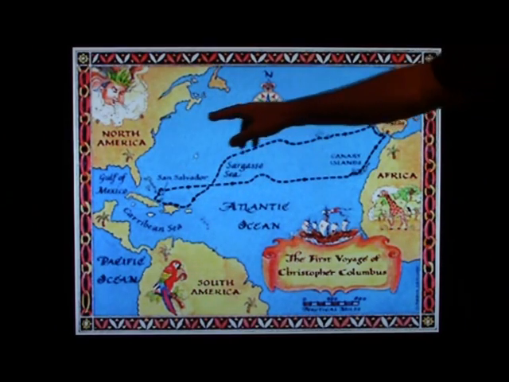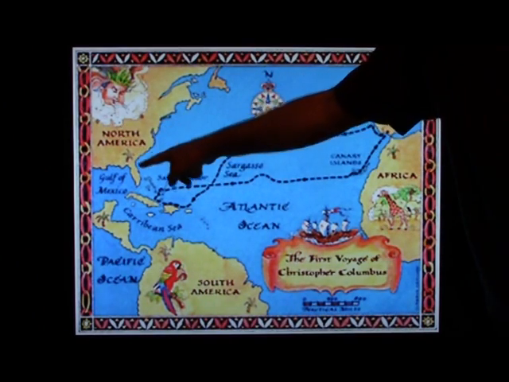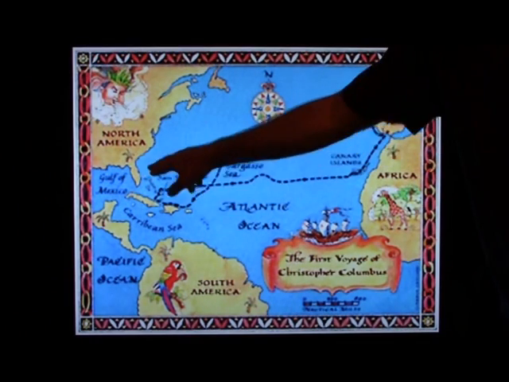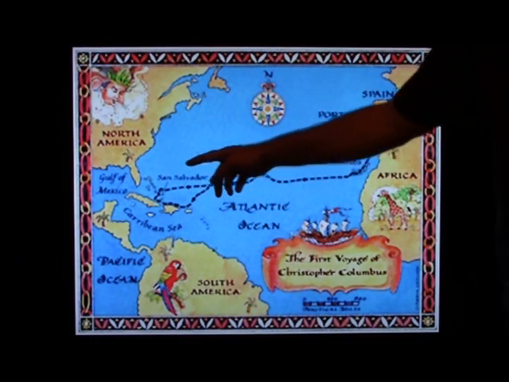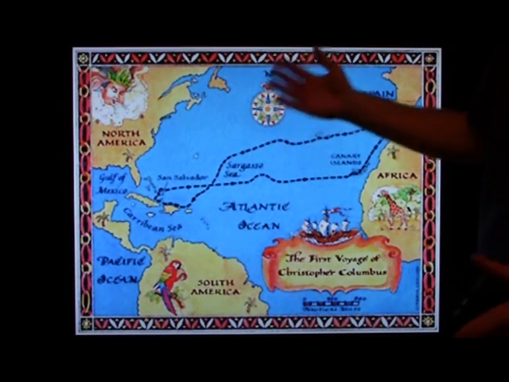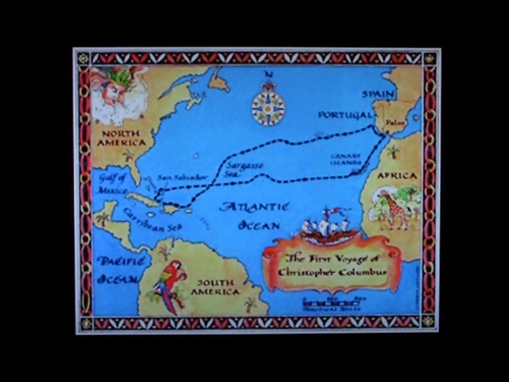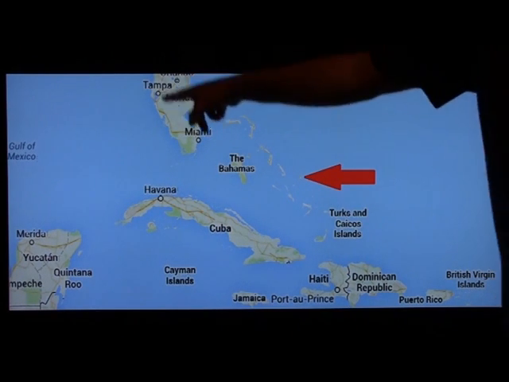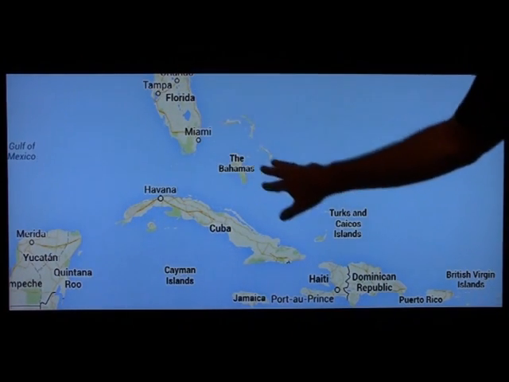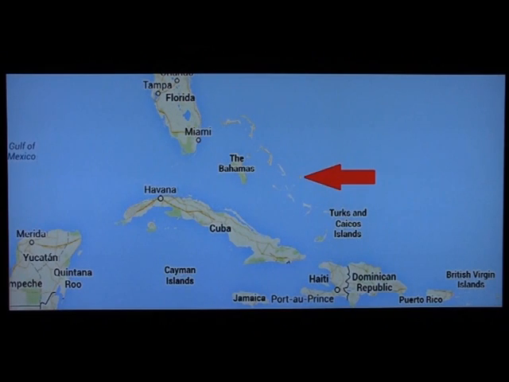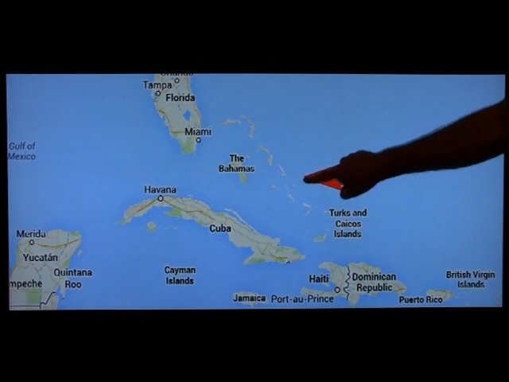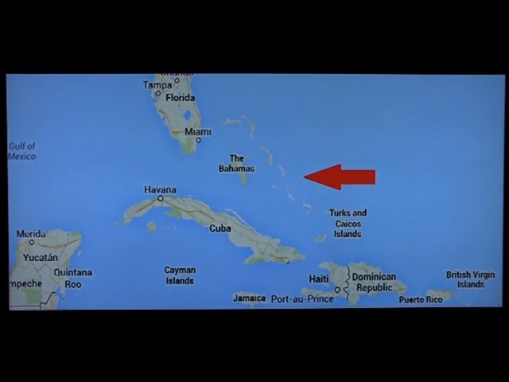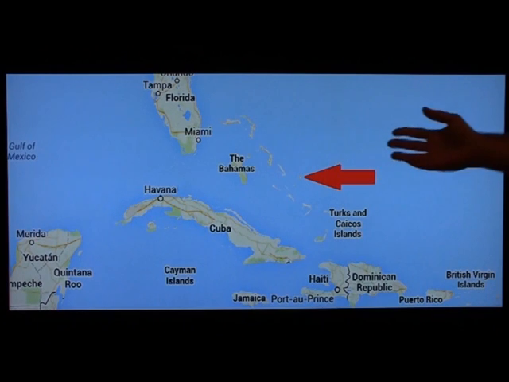And you can see this is the United States here, this is Florida, the southern tip of Florida, and these are the Bahamas. So he lands in the Bahamas on October 12th, 1492. And this is a closer view of the Bahamas. You can see the southern tip of Florida coming down here, and here are the Bahamas. And Columbus lands at this little island right here that he named San Salvador Island, and it's still named San Salvador Island today.